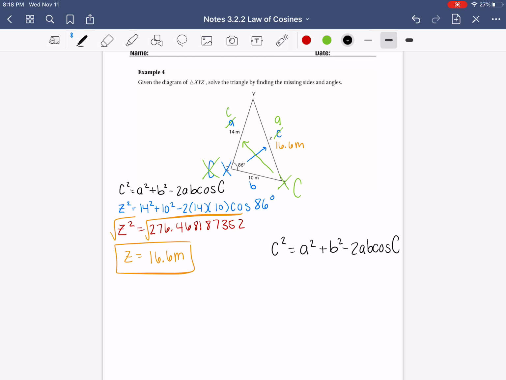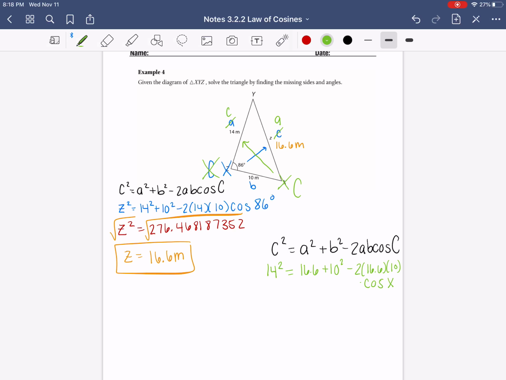So now that I've changed it, I'm going to use the new ones that I changed. So little c is now 14. Little a is now 16.6. Little b is 10. Minus 2 times 16.6 times 10 times the cosine of x. That's what I'm trying to find, is the cosine of x. That's what I called C.